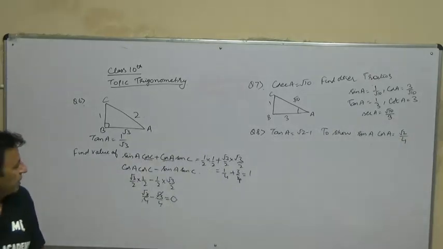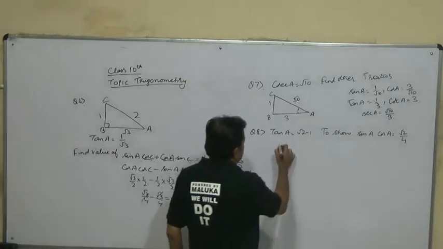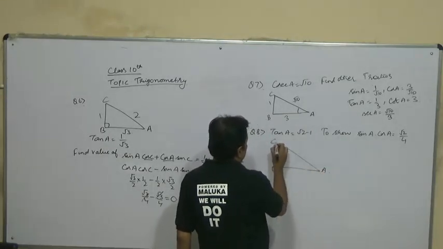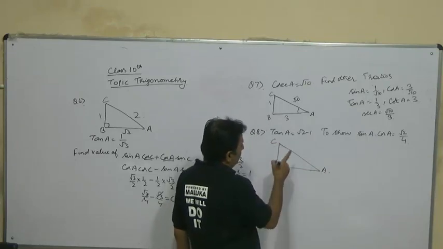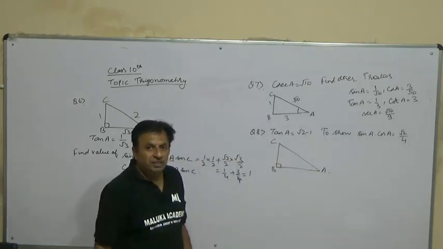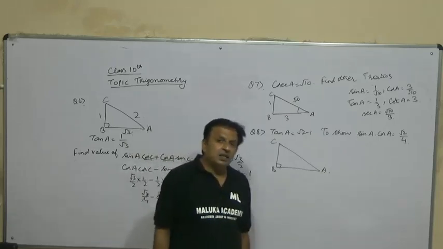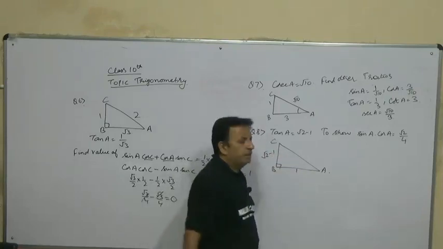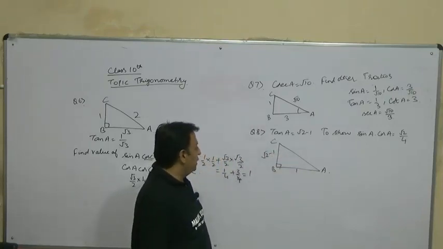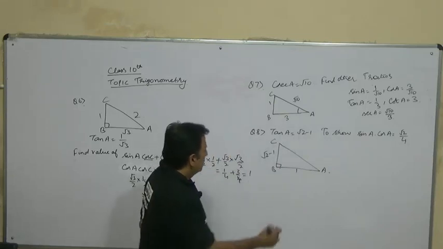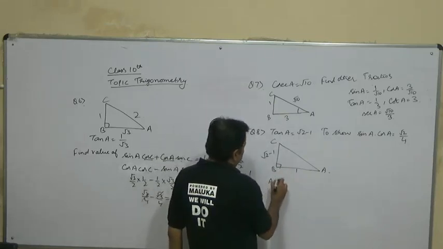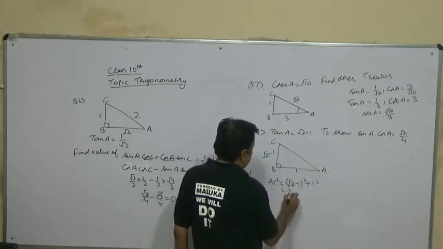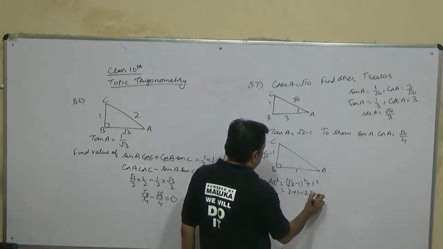So again here what we do, we make a right angle triangle, where A is an acute angle, B is the right angle and C is the other angle, and we are given tan A is equal to √2 minus 1. So tan A means perpendicular is √2 minus 1 and base is 1, and we will find the third side now. The third side we can find by AC² = (√2 − 1)² + 1², which is 2 + 1 − 2√2 + 1.